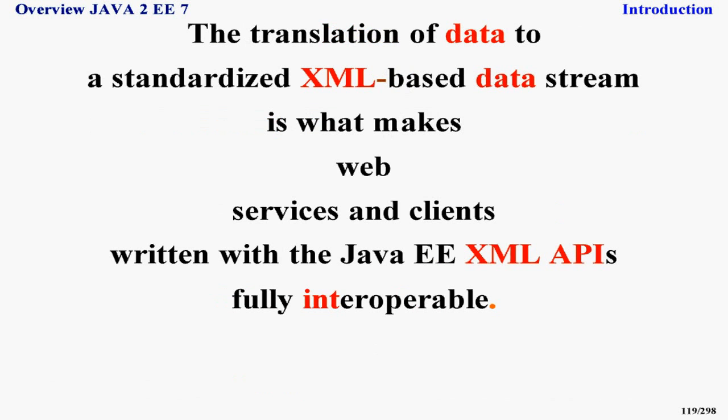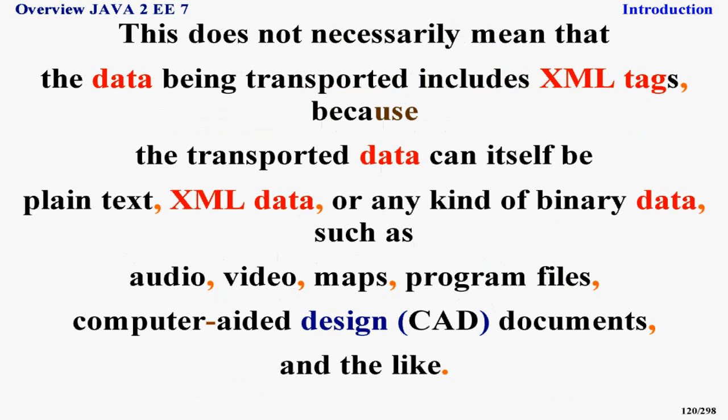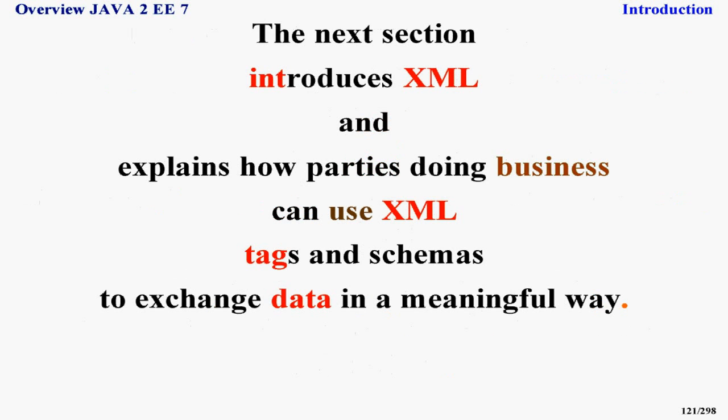The translation of data to a standardized XML-based data stream is what makes web services and clients written with the Java EE XML APIs fully interoperable. This does not necessarily mean that the data being transported includes XML tags, because the transported data can itself be plain text, XML data, or any kind of binary data, such as audio, video, maps, program files, computer-aided design (CAD) documents, and the like. The next section introduces XML and explains how parties doing business can use XML tags and schemas to exchange data in a meaningful way.